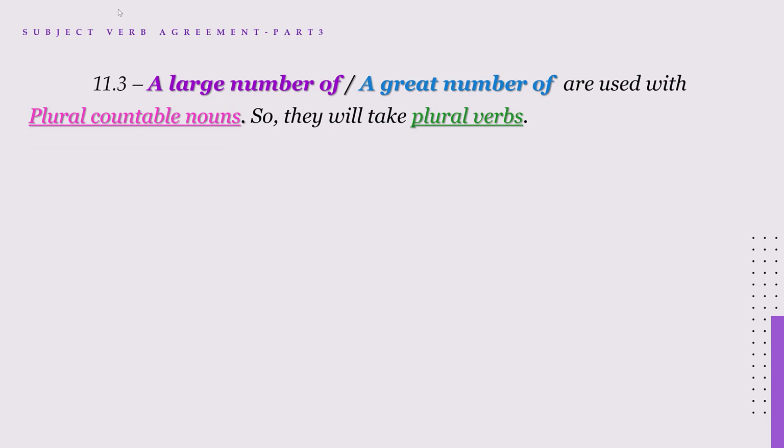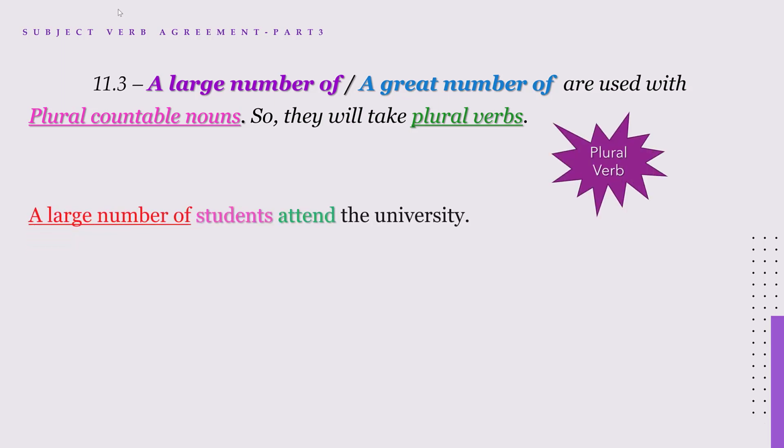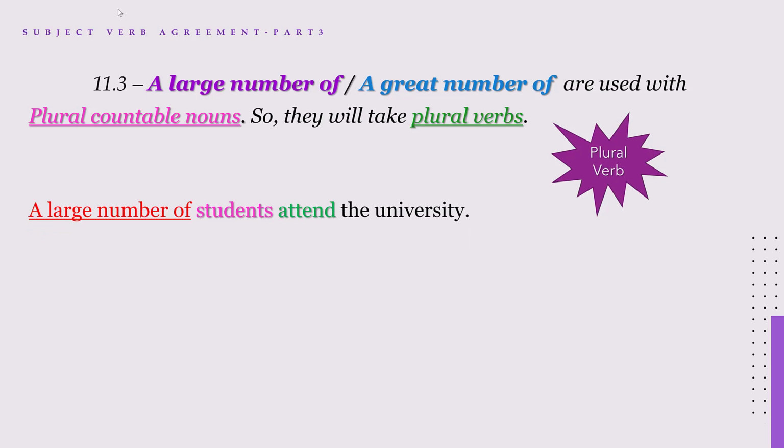Phrases like a large number of or a great number of are used with plural countable nouns, so they will take plural verbs. A large number of students attend the university. In this sentence, students is a plural countable noun. According to this rule, the verb is plural to match it.